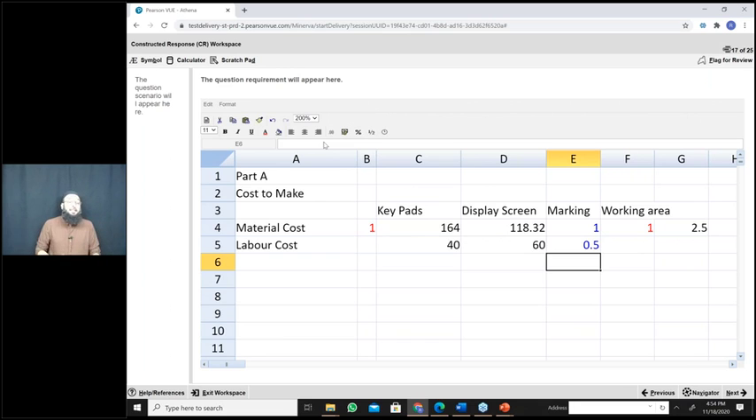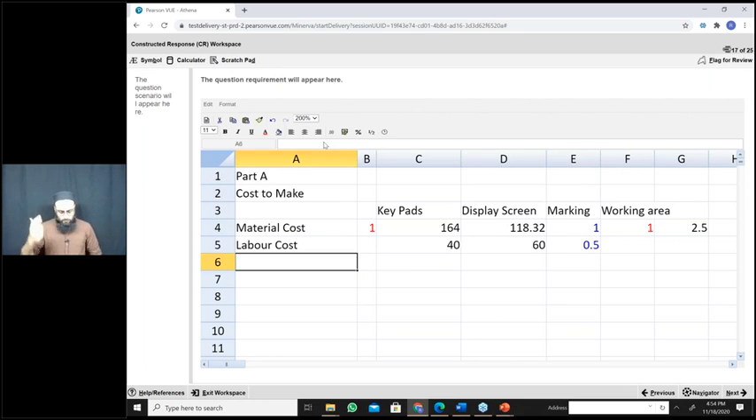Understand the marking scheme, my friends. This is an easy mark. Capture the easy marks. Don't involve yourself into difficult things only. Easy marks has a weightage. Okay, so labor cost done.